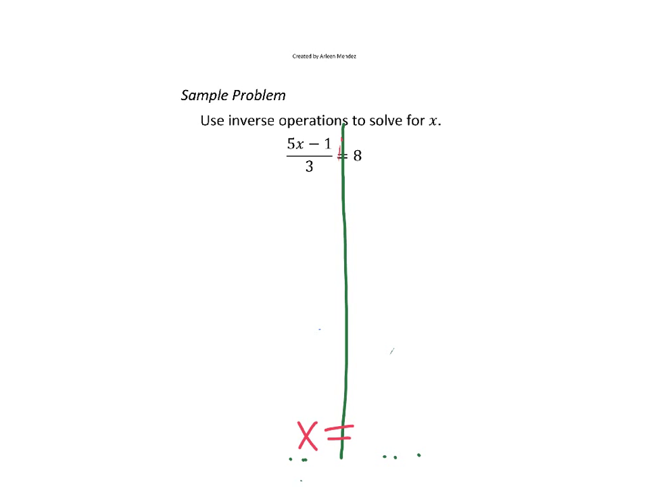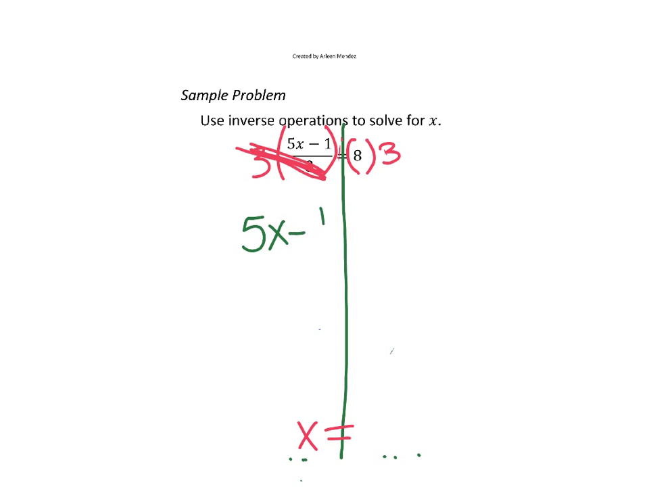So we're going to get rid of that divided by 3. Well, what is the inverse operation of division? It's multiplication. So we're going to get all of this here, and we're going to get all of this here, and we're going to multiply both of those sides by 3. Remember, whatever you do to one side, you have to do to the other side. And it's going to cancel this out. The times 3 and the divided by 3 cancel each other out. And you're left with whatever is left over.